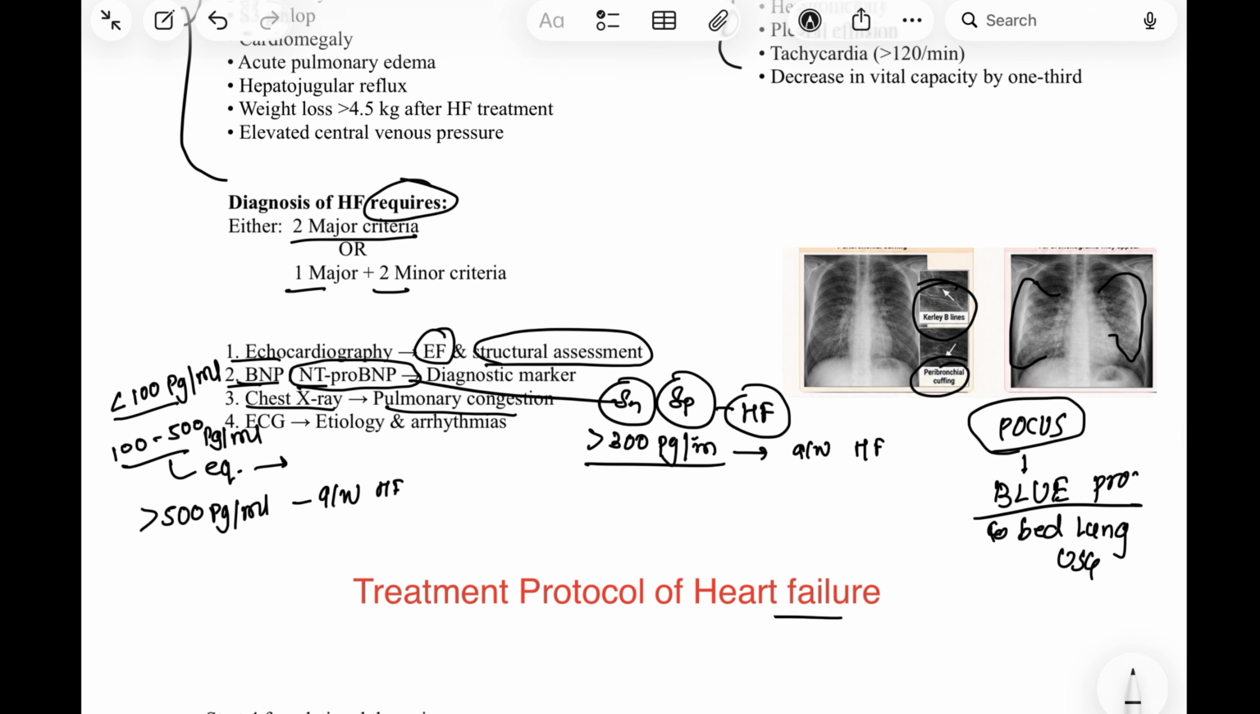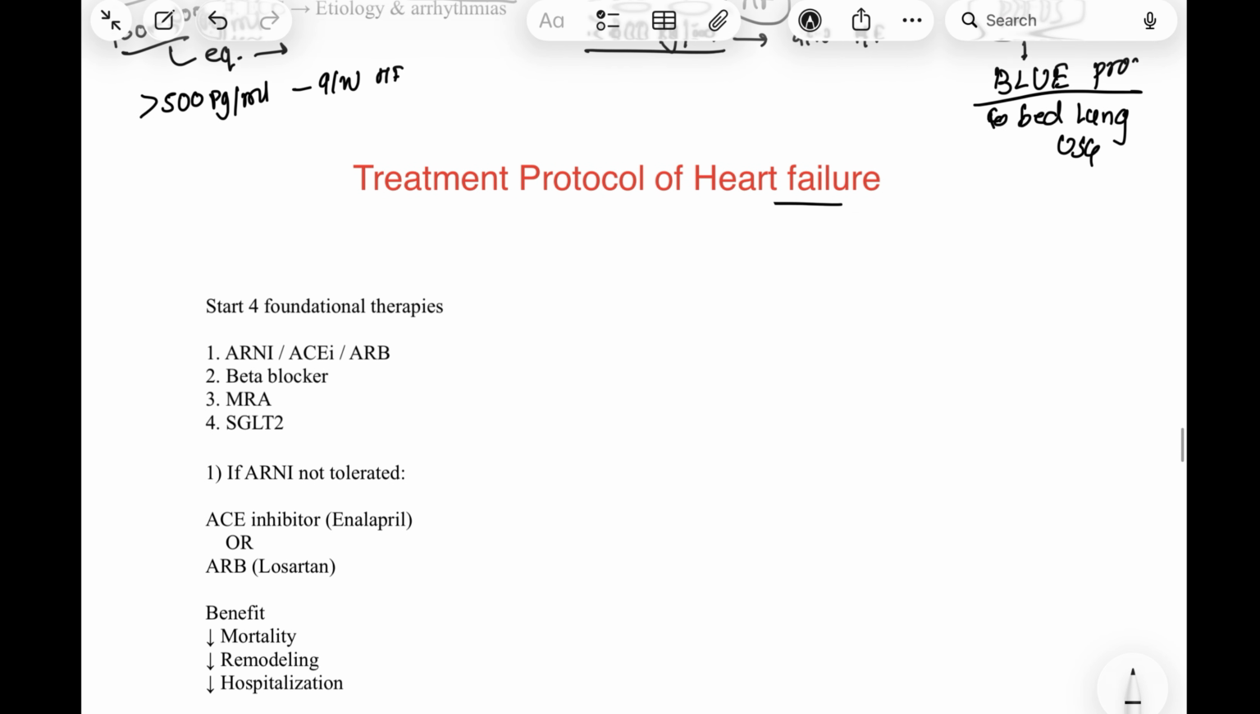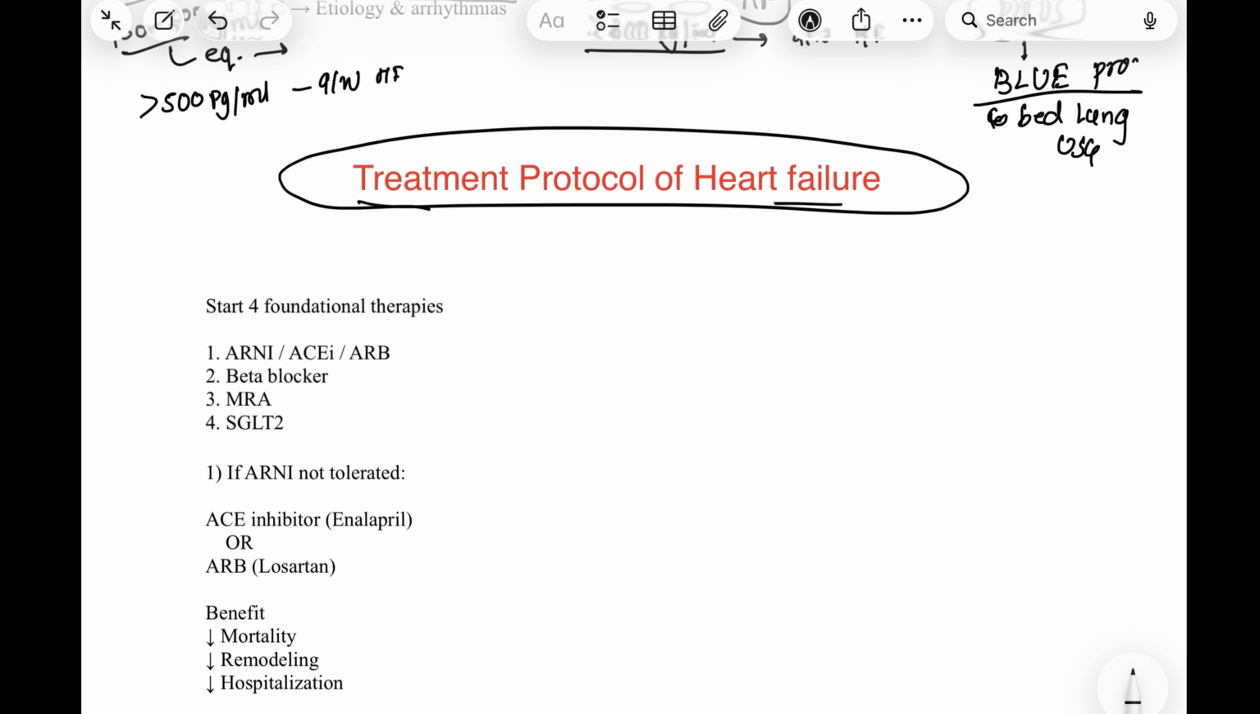Next, let's discuss the treatment protocol for heart failure. Now, what is the treatment protocol for heart failure? The important thing here is that there are 4 fundamental therapies. We call it the Fantastic Four, or we also call it the 4 pillars. So remember that there are 4 therapies which are the pillars for treatment of heart failure.